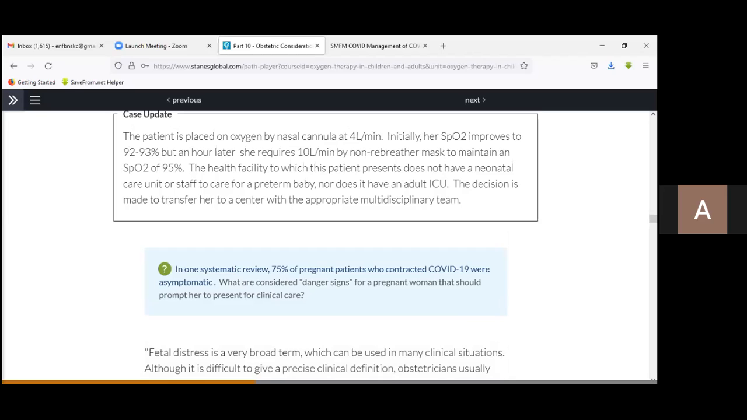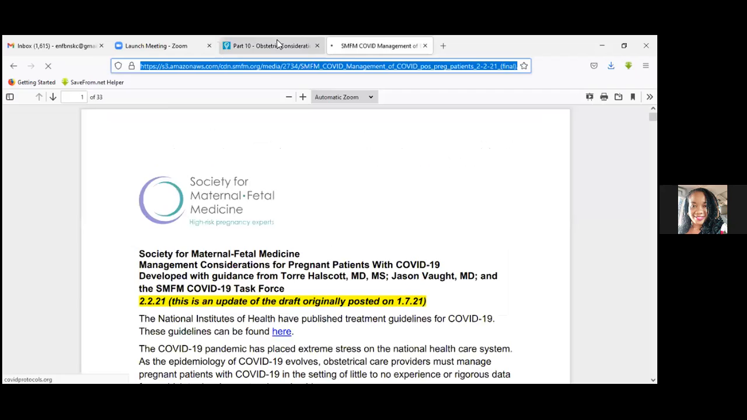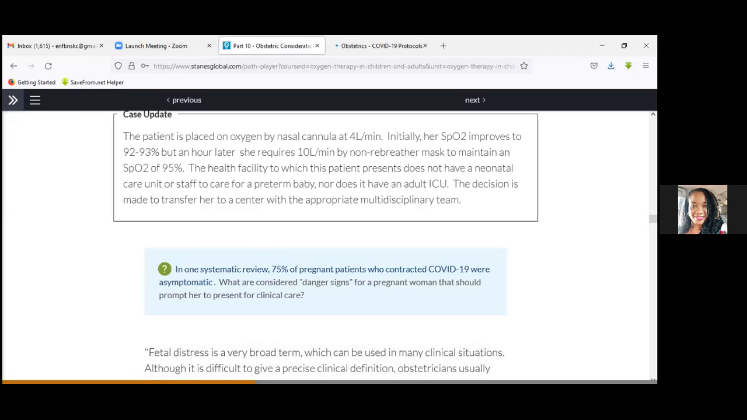And there is a question. Dr. Irene, if you are with us. Yes, I am. Good afternoon. Thank you. So the question we have is, in one systematic review, 75% of pregnant patients who contracted COVID-19 were asymptomatic. What are considered danger signs for a pregnant woman that should prompt her to present for clinical care? If you can put some of that in the chat box. If we feel she has COVID-19 also, what are the danger signs?